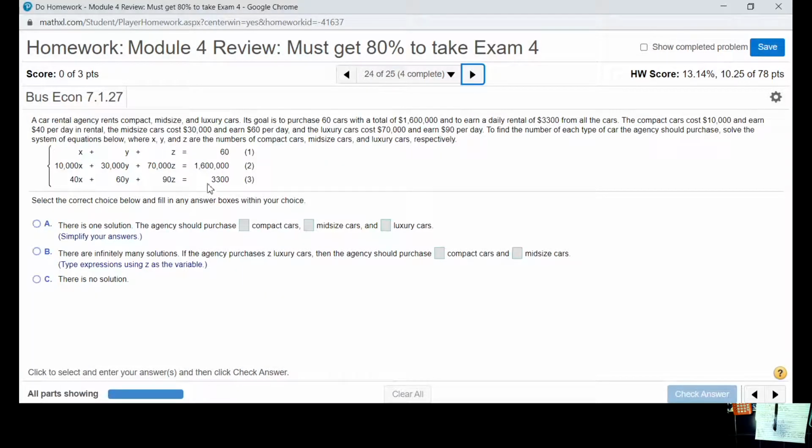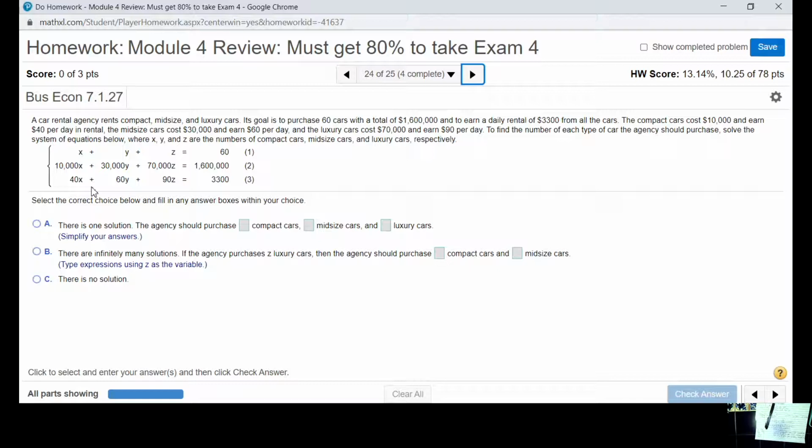24. Okay, this one's already written out for us. What does it say? There is one solution, there are infinitely many, there is no solution. Well, this one's already set up to just put it straight into the calculator, and then let's see how it comes out. So let's see what we're representing here.